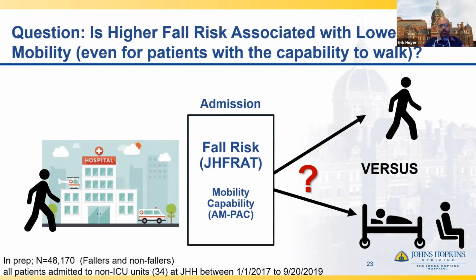And again, I think that's one of the benefits of having a systematic approach to measurement. Because we have these measures of fall risk as well as the AMPAC and HLM on all patients, we were able to look over a 2-year period at this data retrospectively on non-ICU units to look at this relationship.